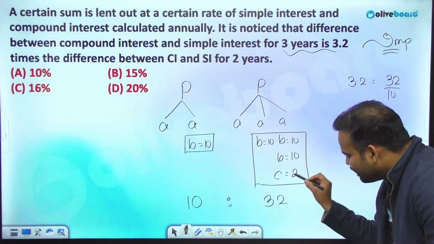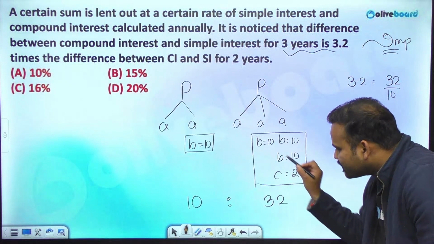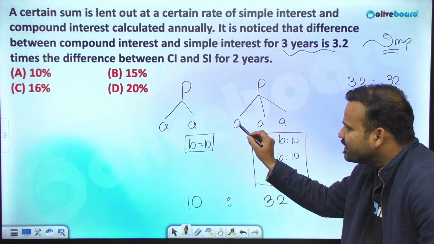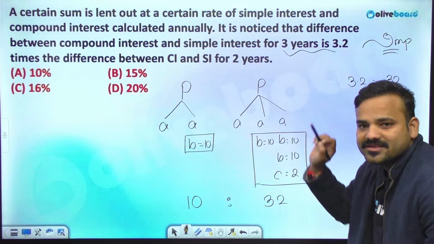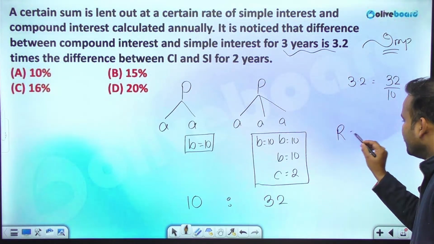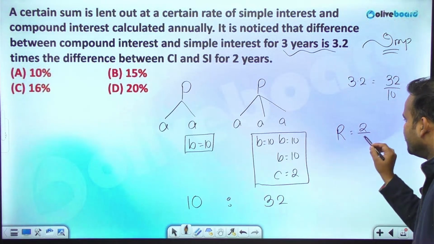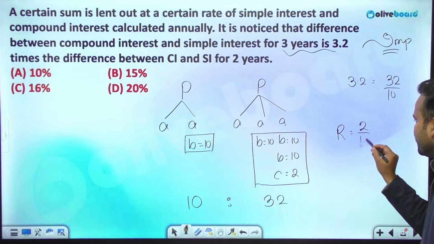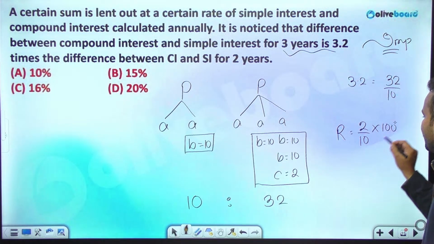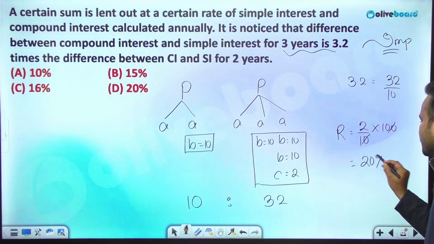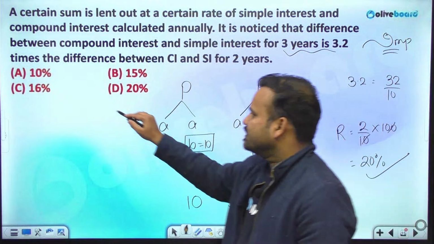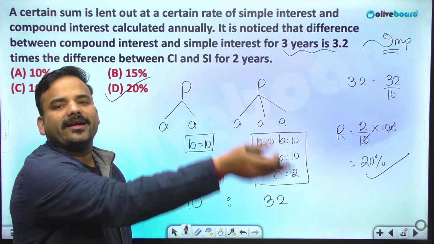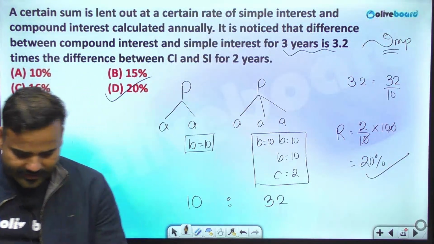Now this C, the value of 2, is being calculated on B. For this C, this particular B is the principal, and for B, A is the principal, and for A, the deposited sum is the principal. So the rate of interest will be rupees 2 being calculated on 10 times of 100. So basically at 20% rate of interest, the difference of CI-SI for 3 years will be 3.2 times the difference of CI and SI for 2 years.